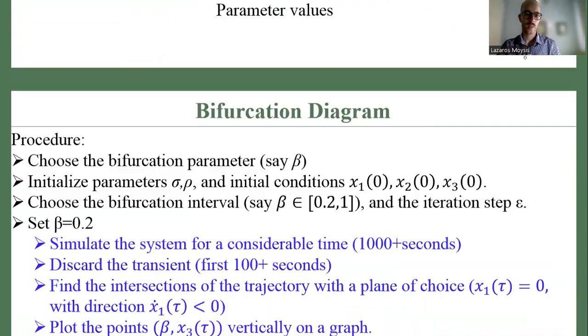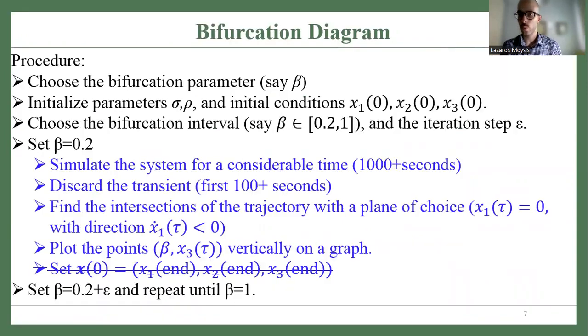Okay. So let me remind everyone the pseudocode for computing the bifurcation diagram. First of all, we choose a parameter of interest. We call it the bifurcation parameter. Here it's the parameter beta. We initialize everything else, like the rest of the parameters, sigma and rho, and our initial conditions. And then we choose the interval of interest. Here I chose beta going from 0.2 up to 1. And we choose a very small iteration step. The smaller the step, the more detailed the diagram is going to look.